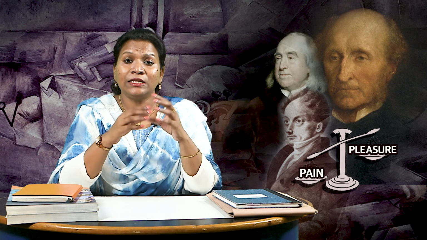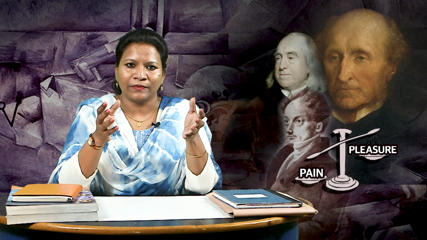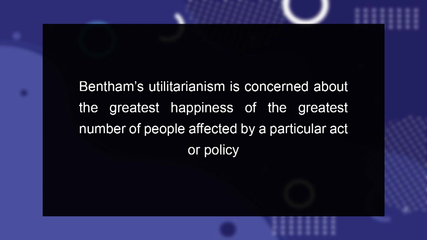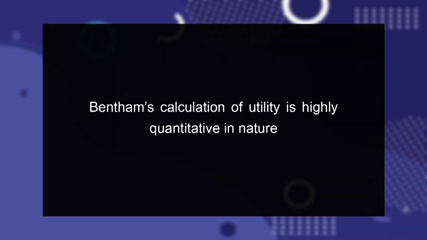Bentham argues that in such an ethical utility calculation, one has to be impartial to one's own net pleasure and that of others, as only the overall net calculation should matter. Thus, Bentham's utilitarianism is concerned about the greatest happiness of the greatest number of people affected by a particular act or policy. This is why it is sometimes referred to as act utilitarianism, as it is an act that is being evaluated for utility.